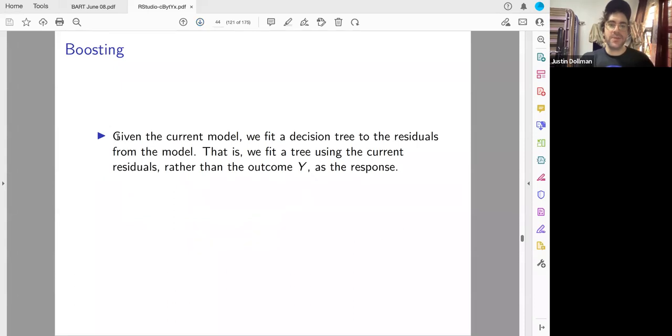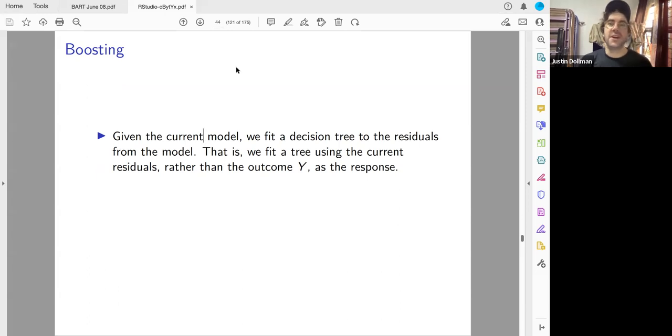All right. So notice that this is going to have this sequential element. We're going to imagine that we have a current model. We're going to fit a decision tree to the residuals of that model. And this is just a restatement: we fit a tree using the current residuals rather than the outcome Y as a response. So this is the sequential part, that these models are going to come one after another. And they're compensatory in that we're fitting a decision tree to their residuals.